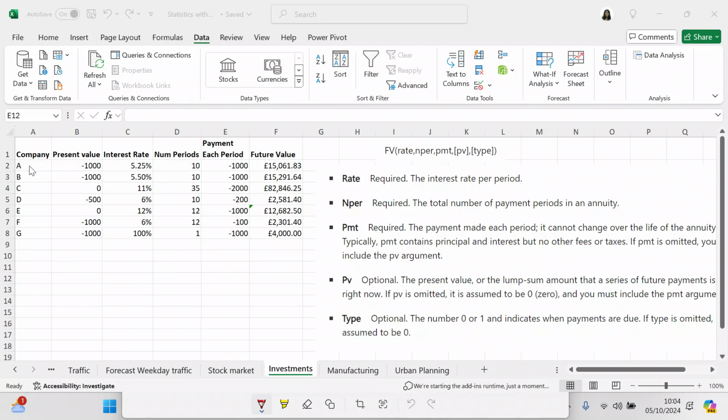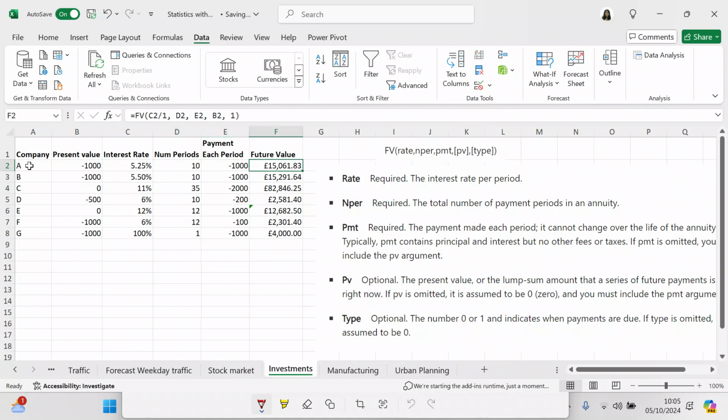So what we're going to do is we're just going to go over these fake investments that I've designed, just to give you an idea of how you can track any investments that you want to make. So you've got company A, and the present value is £1,000. That's going to be the initial amount of money that you're going to put into it. The interest rate is going to be 5.25%. Number of periods is going to be 10. Payment each period is going to be £1,000.